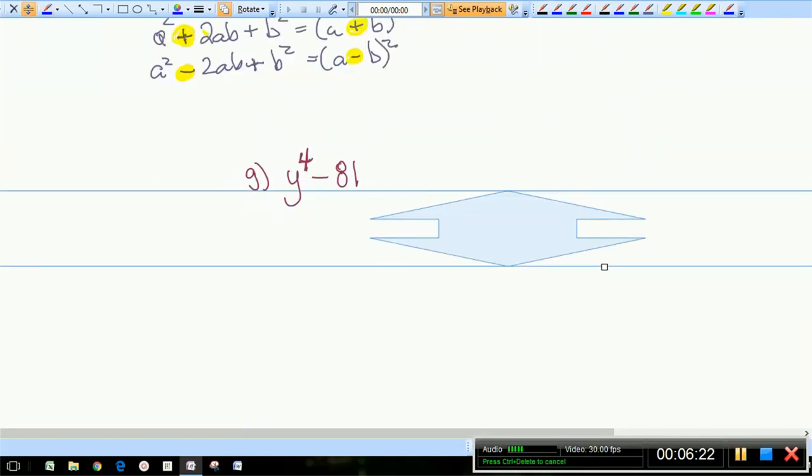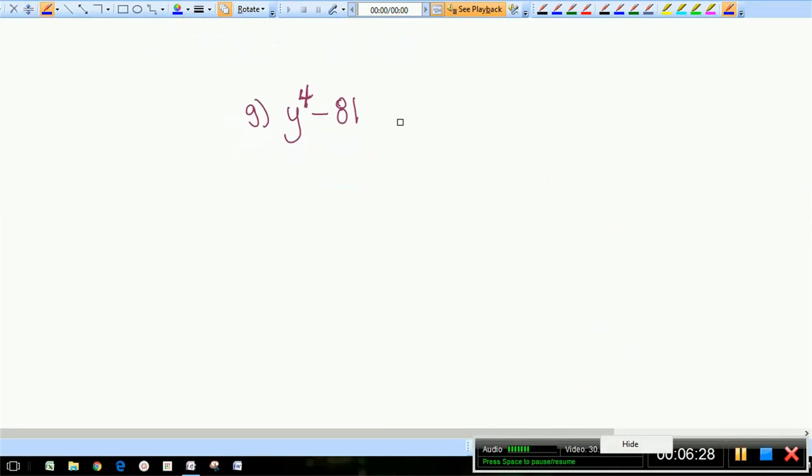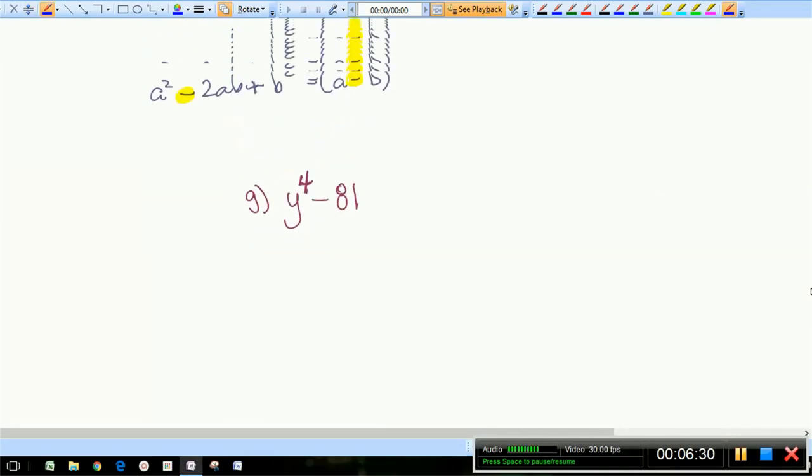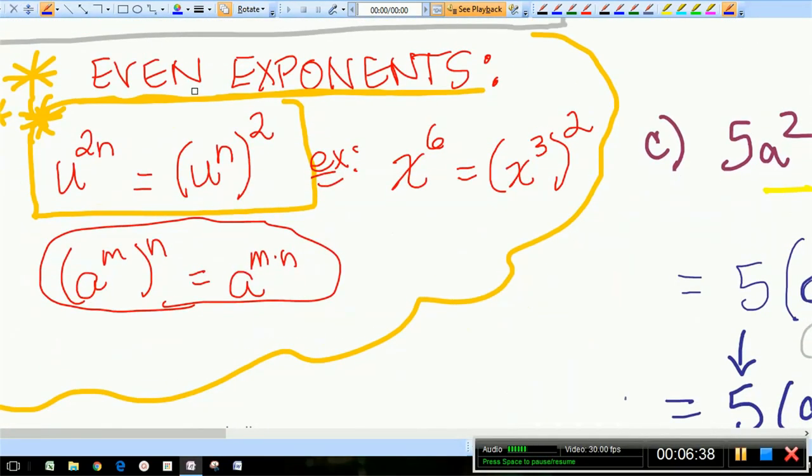Part G, example G. Remember what I said earlier about even exponents? I said that if we have an even exponent, 2 to the n is an even number, an even integer.